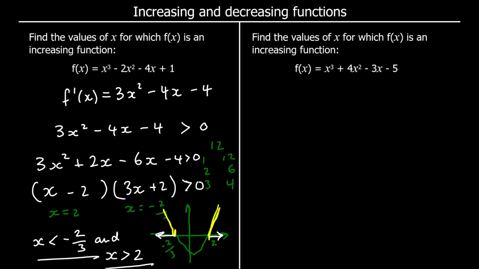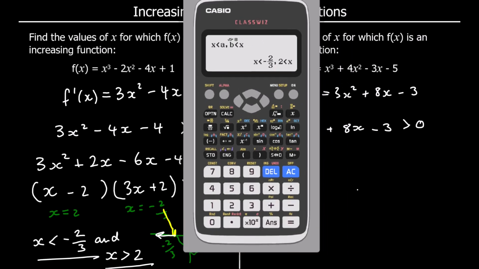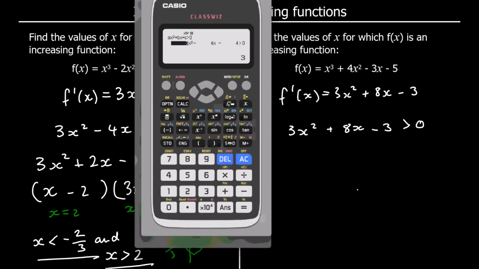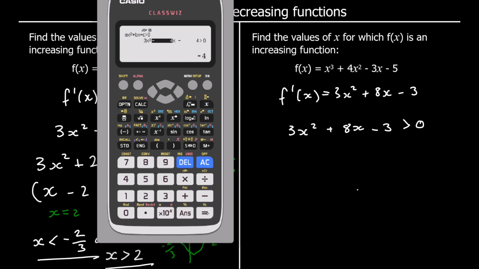One for you to try. Give it a go. So firstly, we're finding our gradient function. So times by the power, take 1 off the power. We want to know where it's increasing. So where it's bigger than 0. And I'm going to use the calculator. So A is 3, B is 8, C is -3. So x is less than -3, and x is bigger than 1/3.